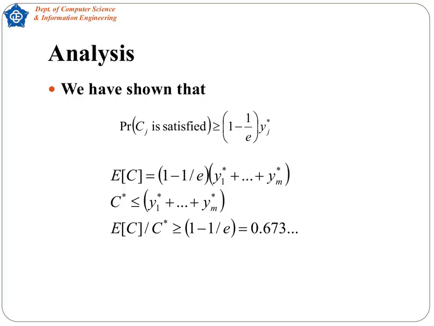Building on that exponential bound, we now show how it yields our overall approximation guarantee. First, for any clause j, the probability it's satisfied is at least (1 - 1/e) y*_j.